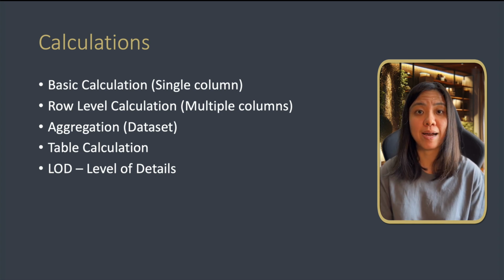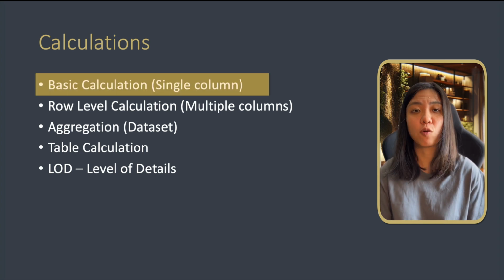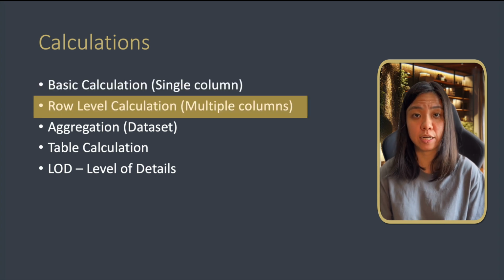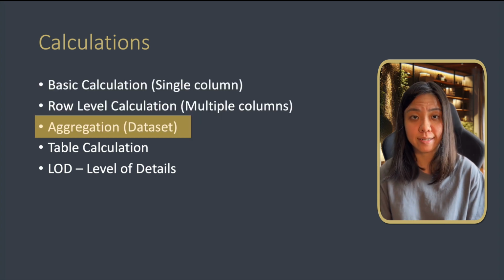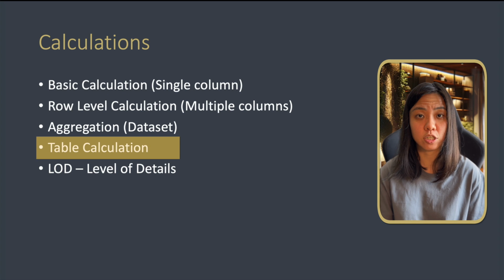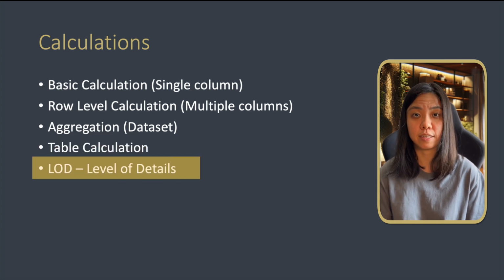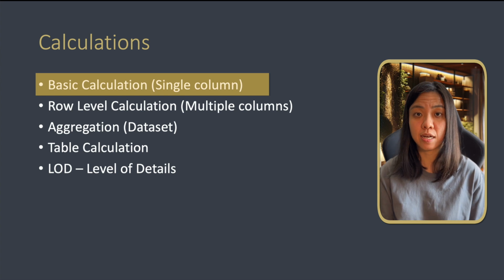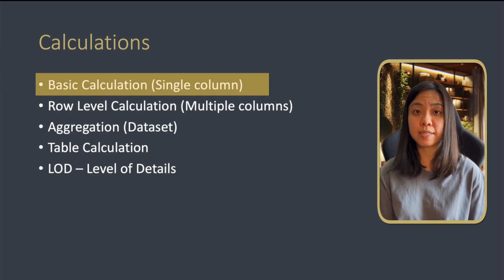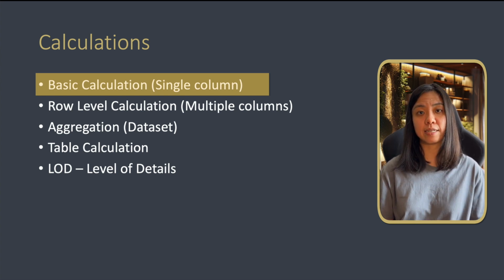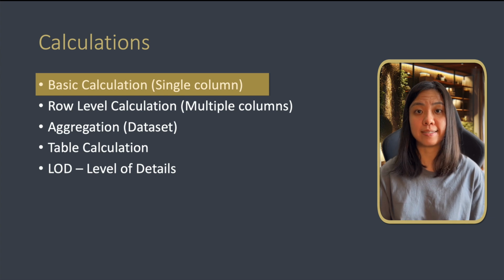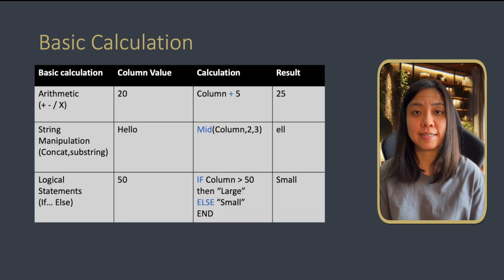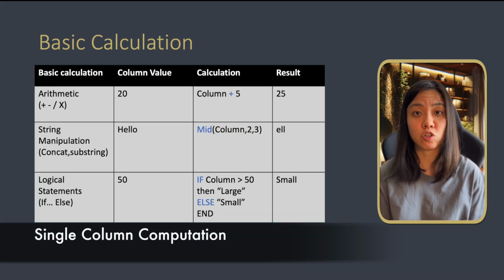We're going to start off by understanding basic calculation, followed by concepts of row-level calculation, what aggregation is, and take a look at table calculation, and finally, level of details. So now let's start with the basics. When we have a set of data, we want to be able to derive something or compute something. So let's think of this in the context of a single column data. And these are some of the calculations that we may try to perform.